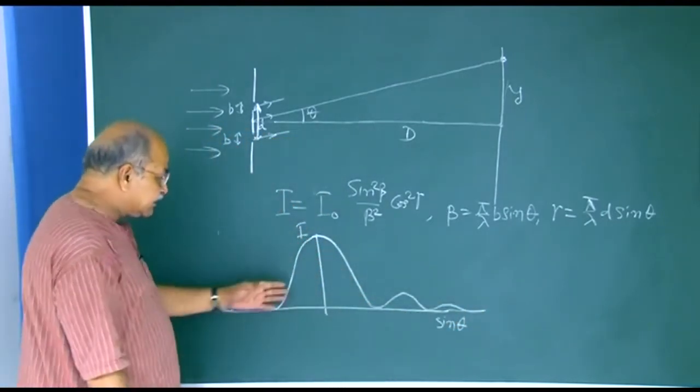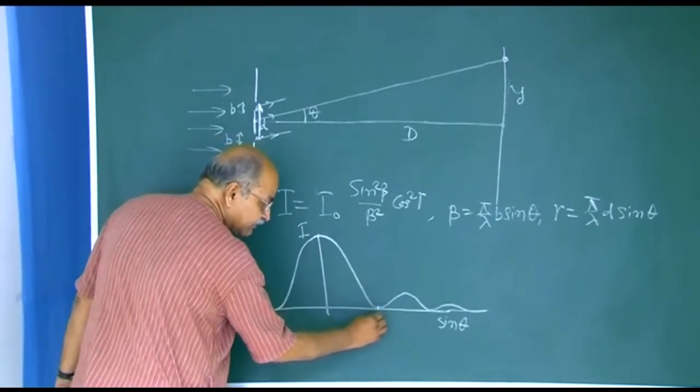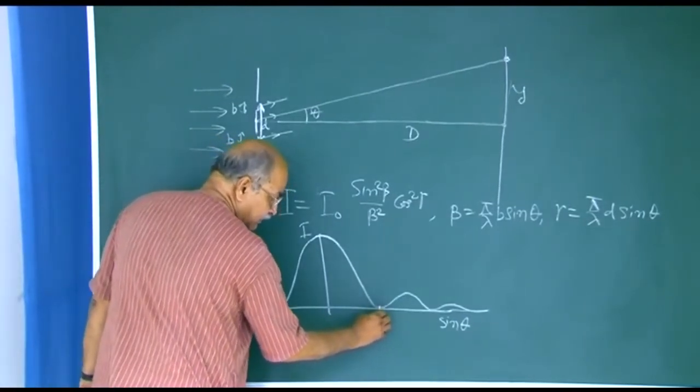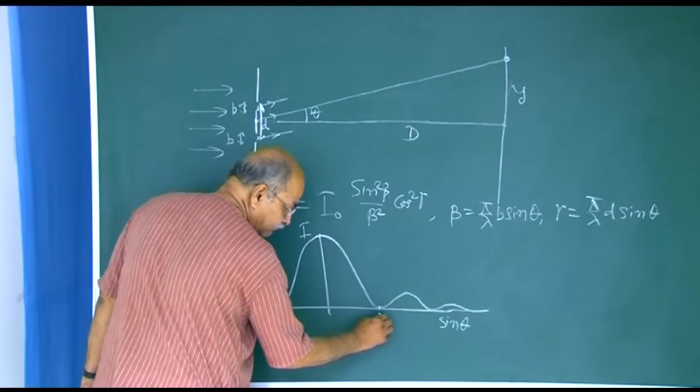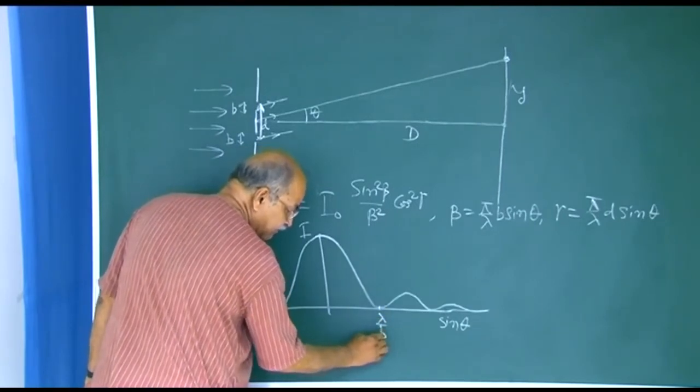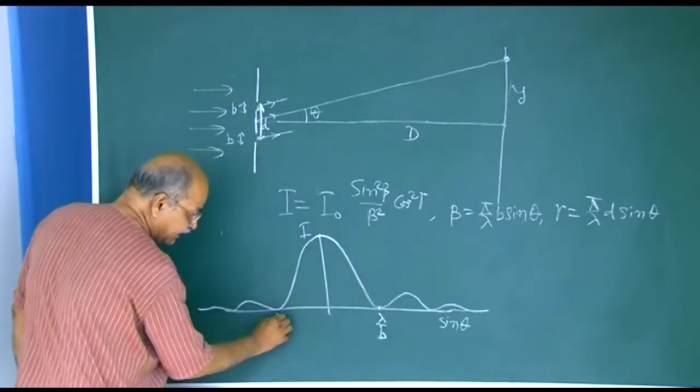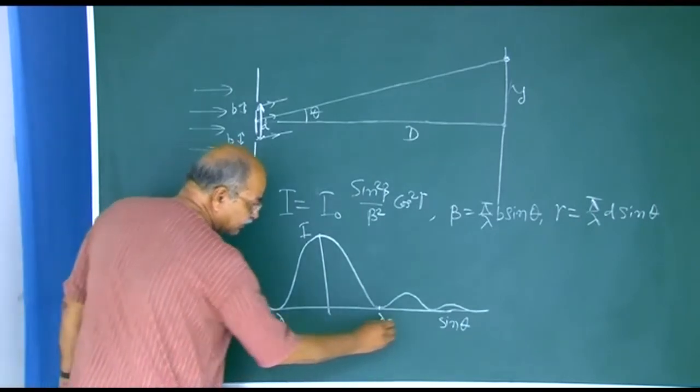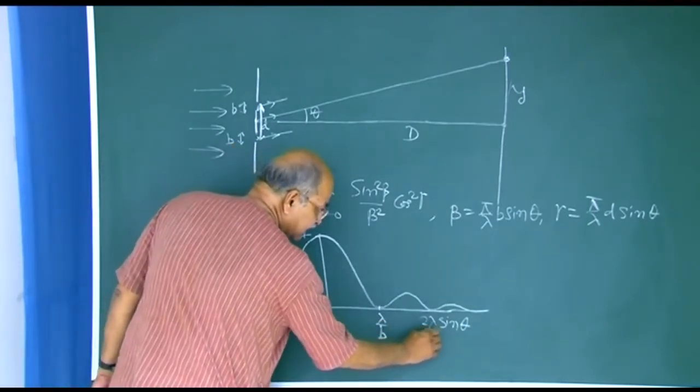And then, this is governed by, this is what? This is lambda by b, this is minus lambda by b, and so on. This is 2 lambda by b, and so on.